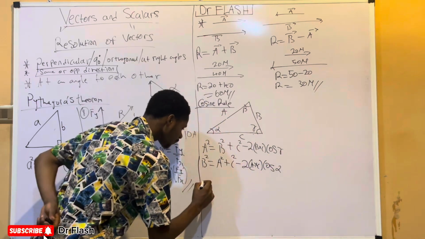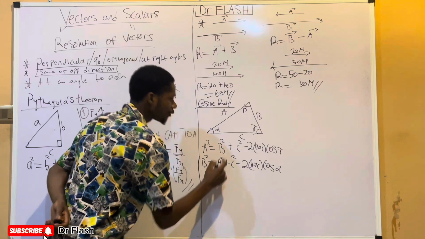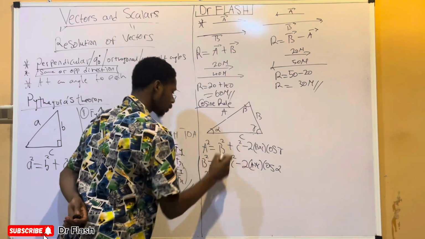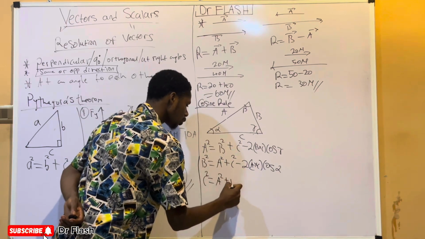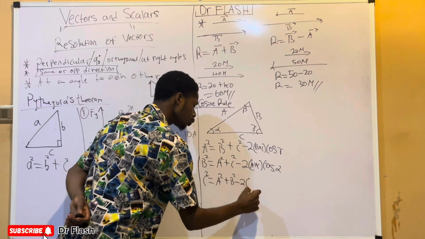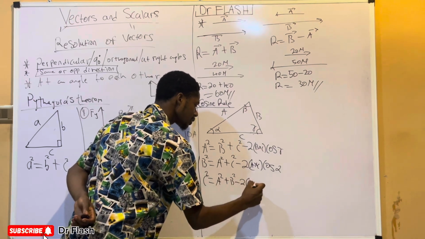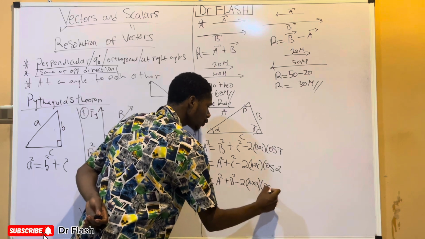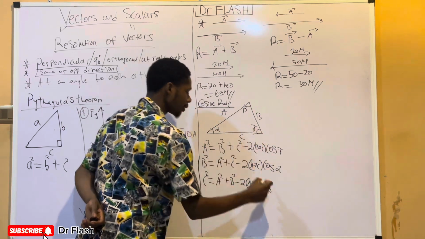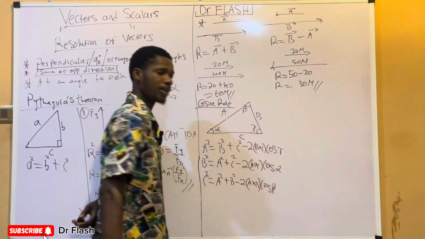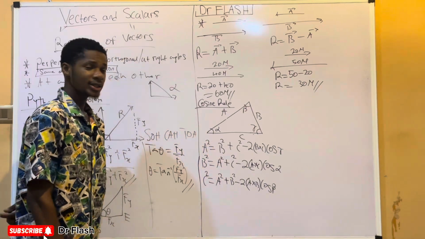Similarly, if I am to solve for c, c squared equals a squared plus b squared minus 2 times a and b, a times b, cosine of the angle opposite to c. That's beta, cosine of beta. It is that easy.